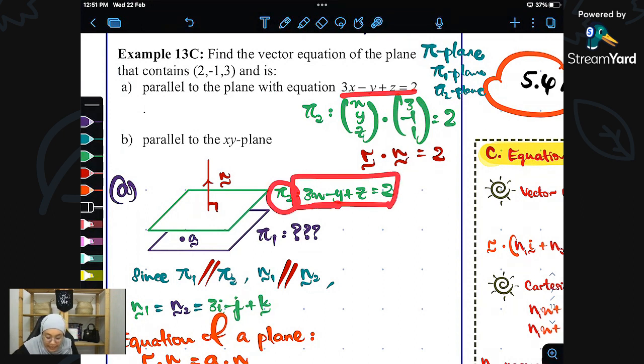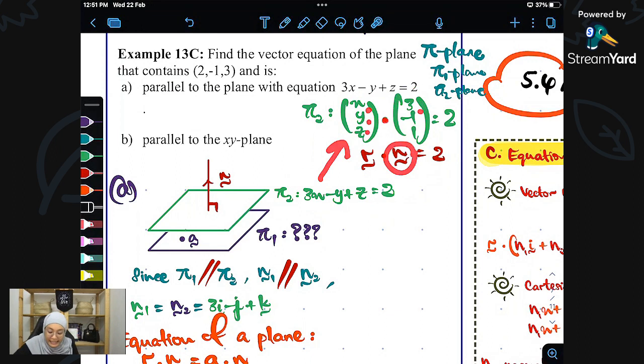Okay, and this plane has r and has n. We do the reverse process, okay? With the reverse process we can see that x, y, z is actually dotted with the normal vector, guys. So in this case you already have the normal vector for the second plane, pi 2. Pi 2 plane, you already got its normal vector. So its normal vector is actually 3, negative 1 and 1.